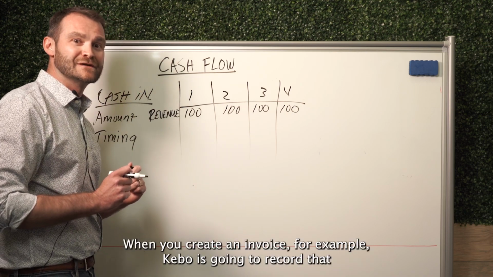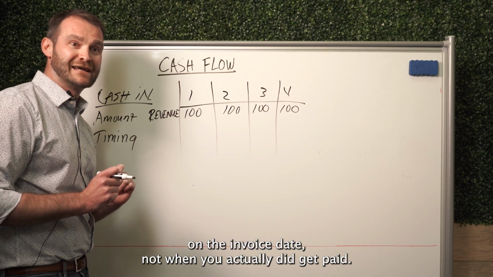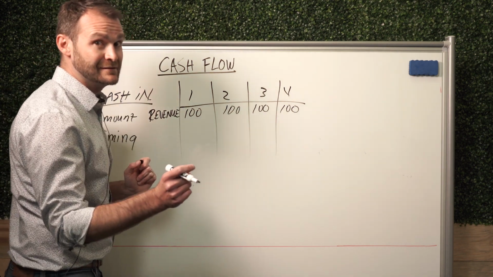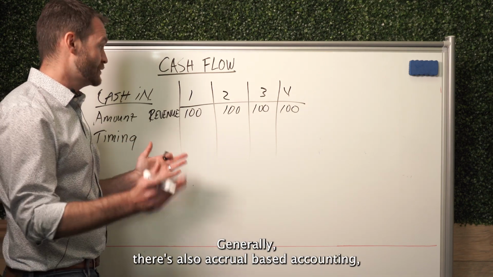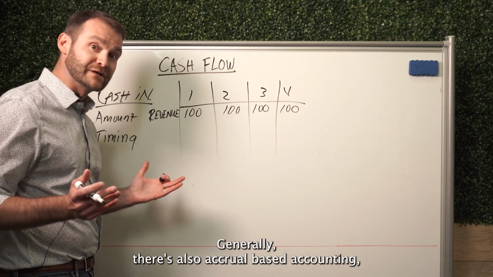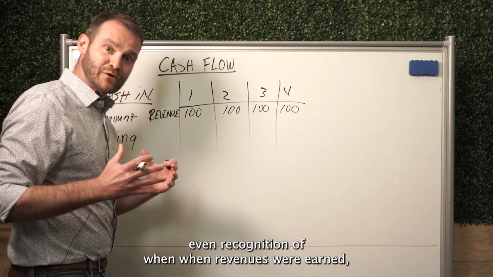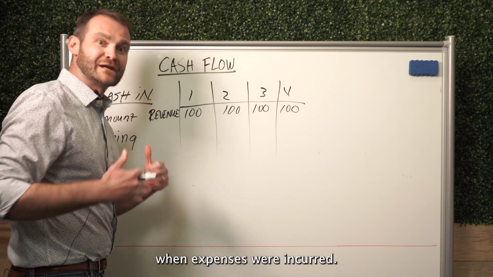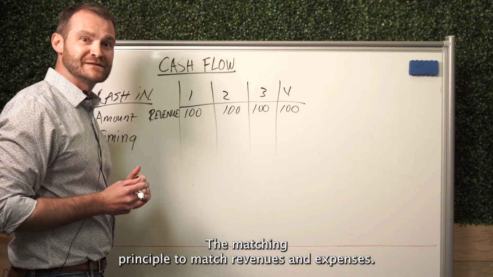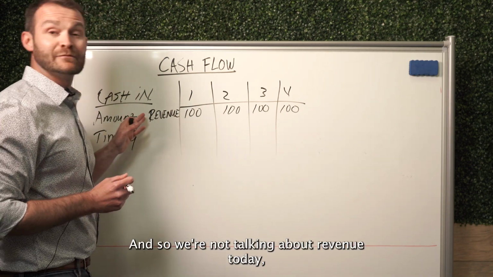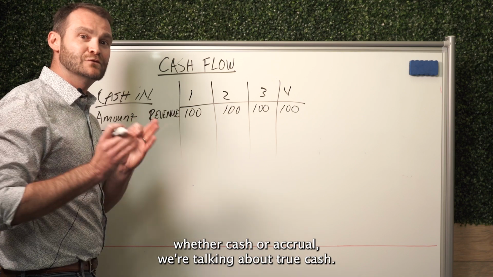When you create an invoice, for example, QBO is going to record that on the invoice date, not when you actually did get paid. So there's a big difference here, so you want to be a little careful of it. Generally, there's also accrual-based accounting. Even recognition of when revenues were earned, when expenses were incurred, the matching principle to match revenues and expenses. And so we're not talking about revenue today, whether cash or accrual. We're talking about true cash.